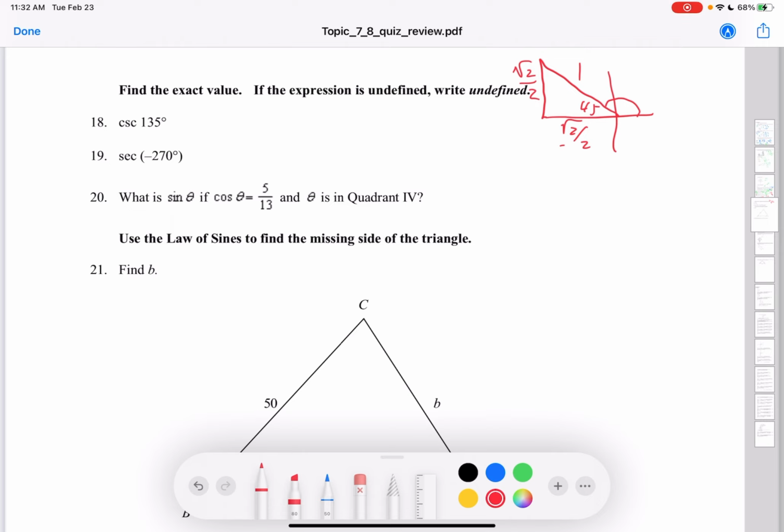Cosecant is hypotenuse over opposite. The hypotenuse is 1. The opposite is the square root of 2 over 2, so it'd be 1 divided by the square root of 2 over 2, which is the same thing as 1 times 2 over the square root of 2, which is 2 over the square root of 2, but we can't leave it like that, which then gives us 2 times the square root of 2 over 2, which is just the square root of 2.